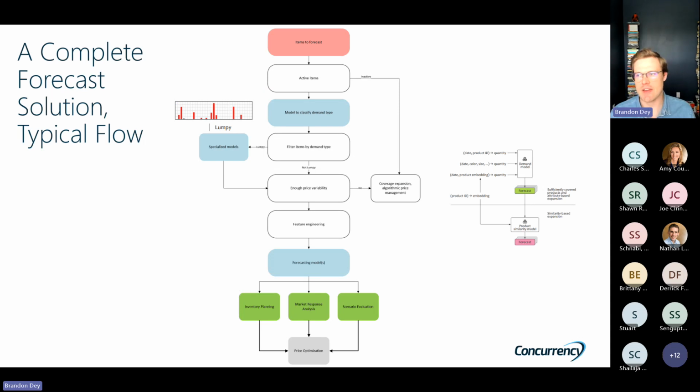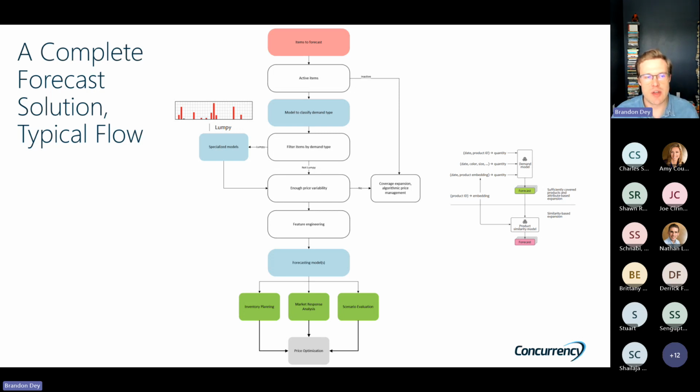All right. What does this look like end to end? Here's a rough flow. Starting with the top, it might be a little hard for you guys to see, but I'll walk you through it. Essentially at the top, you start with the items you want to forecast, right? At the very bottom, you have your use cases of inventory planning, market response analysis, scenario evaluation, and price evaluation. But in between is really where the magic happens.